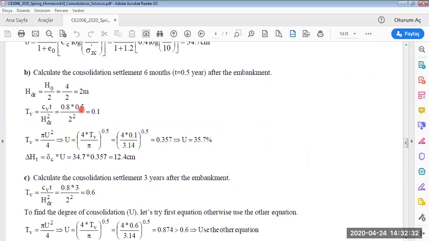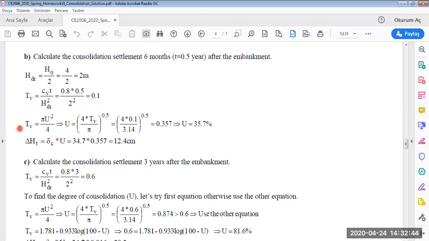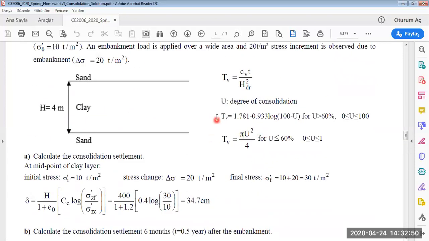This is already given, and for t we are not using 6 months, we are using it in terms of years. Please be careful about this. And we calculate the time factor as 0.1. Then there are two different formulations to evaluate the degree of consolidation. For the situation where the degree of consolidation is more than 60%, we will use this formulation. And for the situations where the degree of consolidation is less than or equal to 60%, we will use this formulation.